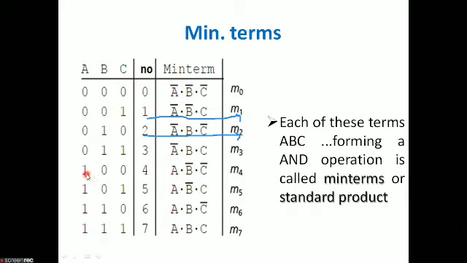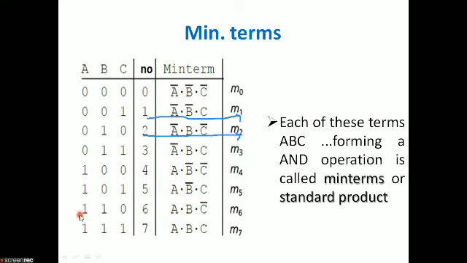Again 1 0 0, that is A. 1 means A, 0 means B bar, and 0 means C bar. This is 4, min term 4. This 4 is coming as a subscript here. Next case is 1 0 1. That is number 5. So the min term is, for 1 it is A, for 0 it is B bar, and for 1 it is C. That is min term 5. This 5 is coming as a subscript here.